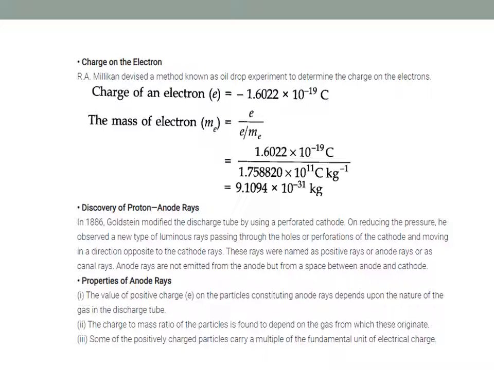Now, properties of anode rays. Number 1. The value of positive charge on the particles constituting anode rays depends upon the nature of the gas in the discharge tube. The charge to mass ratio of the particles is found to depend on the gas from which these originate. Some of the positively charged particles carry a multiple of the fundamental unit of electrical charge.